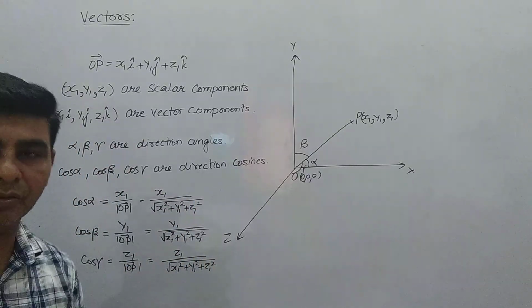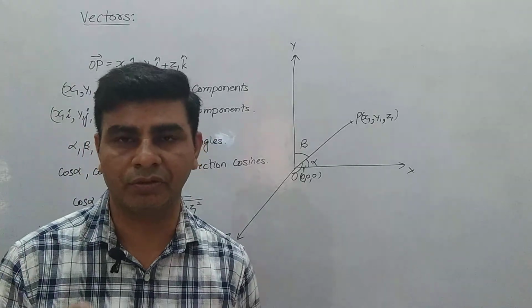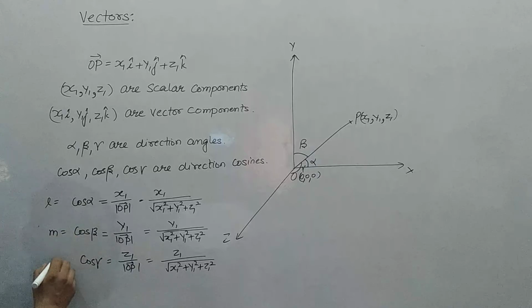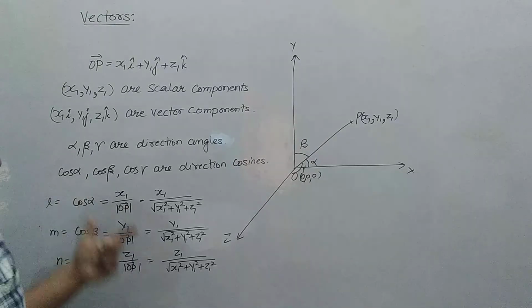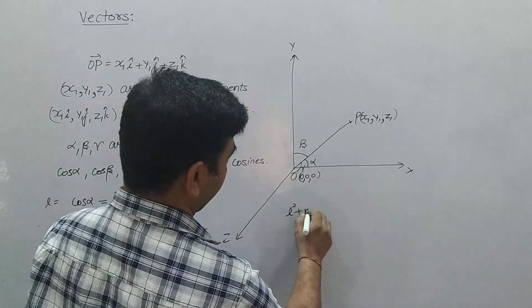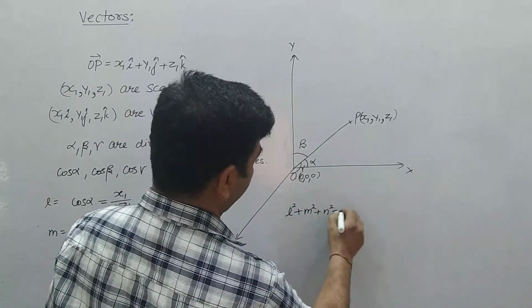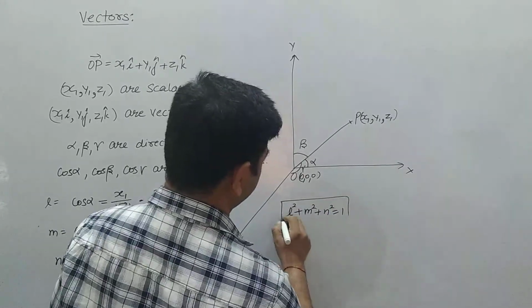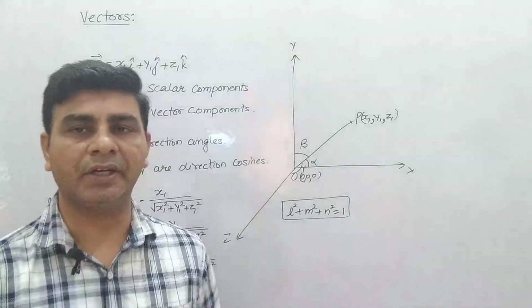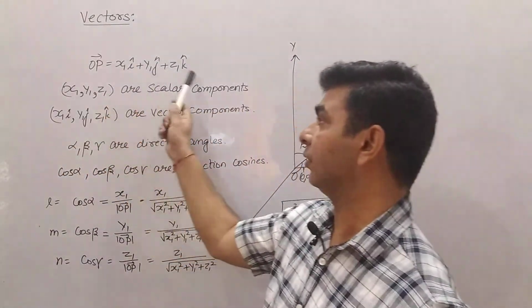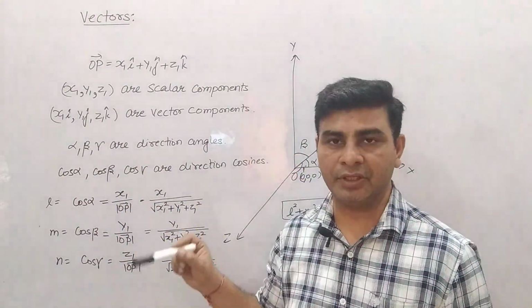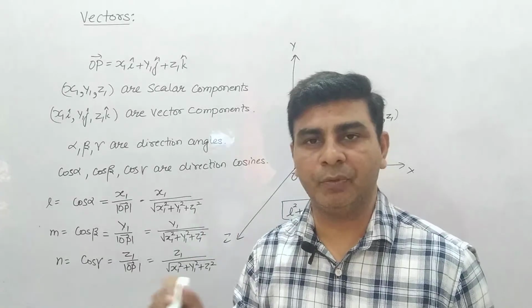And my dear students, the direction cosines along the x-axis, y-axis and z-axis are represented by l, m and n. And you will find in each and every case that l squared plus m squared plus n squared will always be equal to 1. So dear students, if in any case you are given the scalar components or the vector, then you can find the direction cosines in this way by taking the scalar component upon the magnitude.